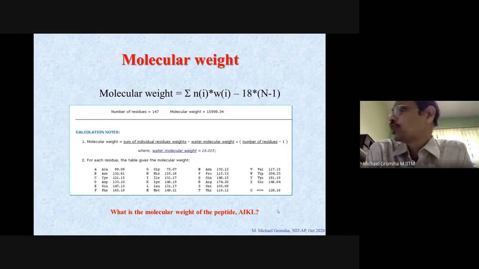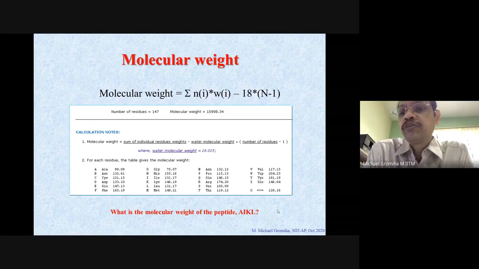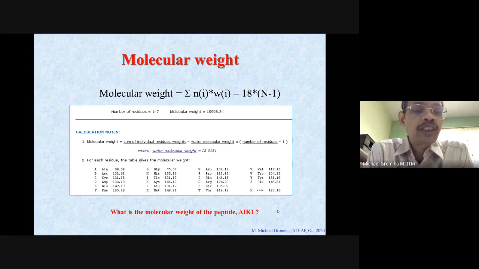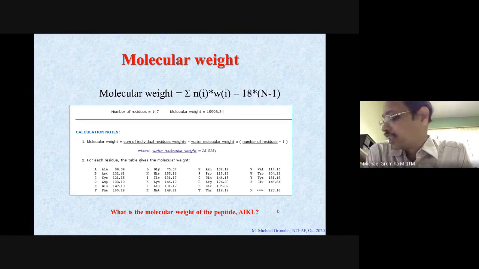131.17. So what is our total molecular weight? If you add all these four, what is the number? 497. Then we need to subtract how many water molecules? 3. So 3 multiplied by 18. What is 3 multiplied by 18? 54. So you subtract 54 from this 497. Correct. So you got 443.